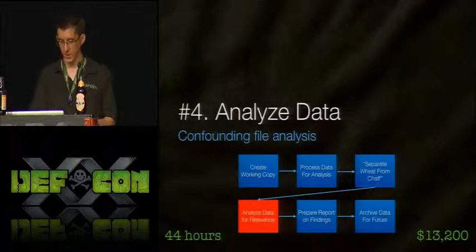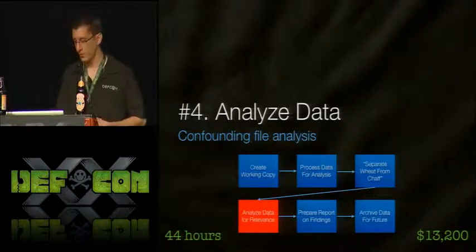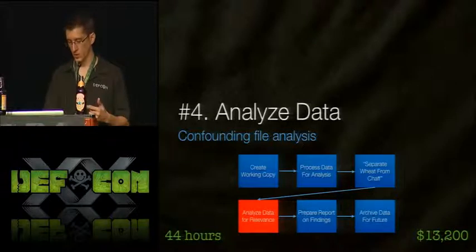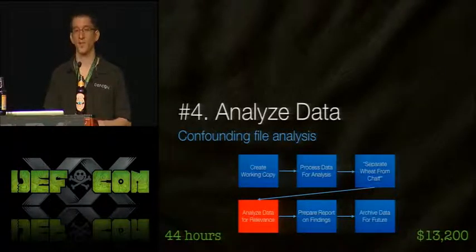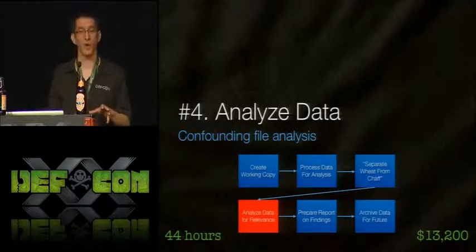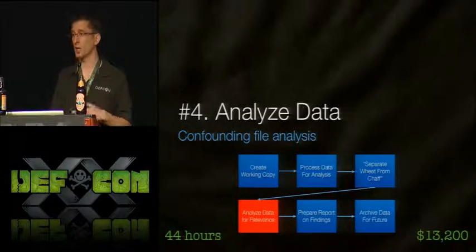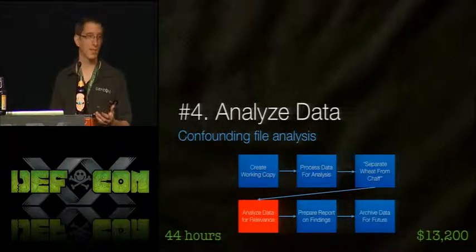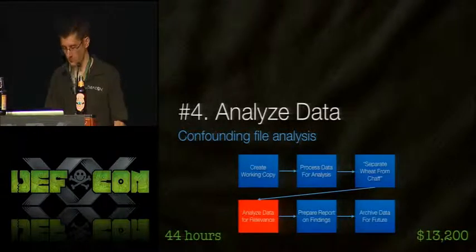All right, we're on step 4 of 6 now of this typical workflow. We're going to look at techniques that can confound the analyzing data portion. So far, we've racked up 44 hours of the investigator's time. That's $13,200. Already, we're probably at the point where somebody who's running the budget may say, maybe we should settle instead of continuing with this investigation, but we're going to move on.